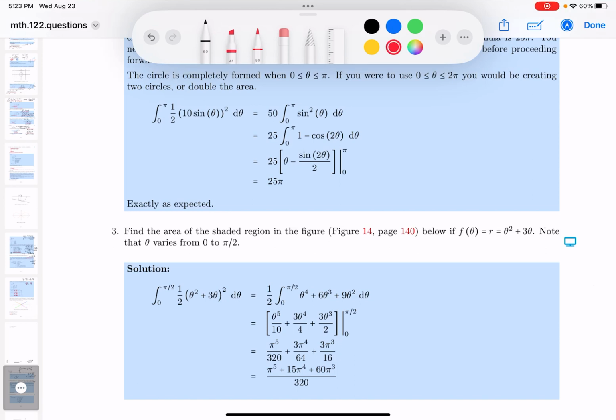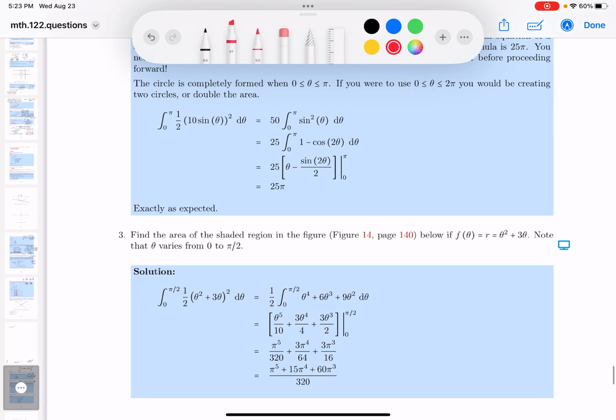Okay, one of the problems with trusting is sometimes you just blindly trust, and I'm guilty of that too. So anyway, it says f of theta equals r, and r equals theta squared plus 3 theta. It says find the area of the shaded region. They give me the figure, and they tell me what the limits of integration are going to be.